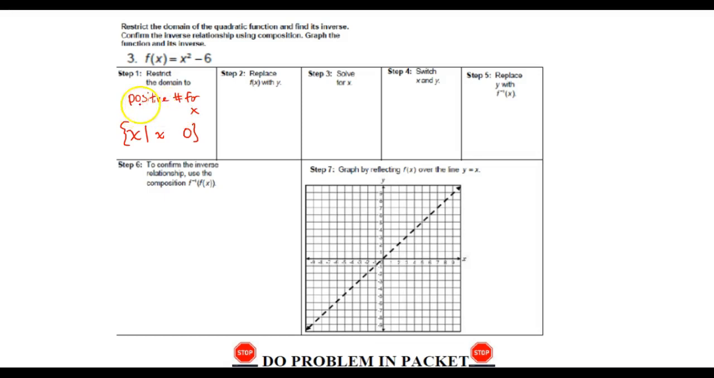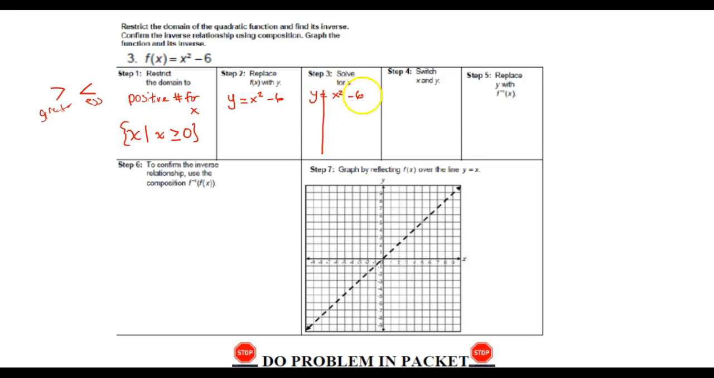So think about it. Are positives greater than or less than 0? Well, they're usually greater. And we're going to say or equal because we could include 0. So this is going to be our step 1 for the next couple of problems, just so you know. For step 2, instead of writing f of x, we're going to write y instead. And much like we did in some of the engage activities, we're going to go ahead and solve for x.